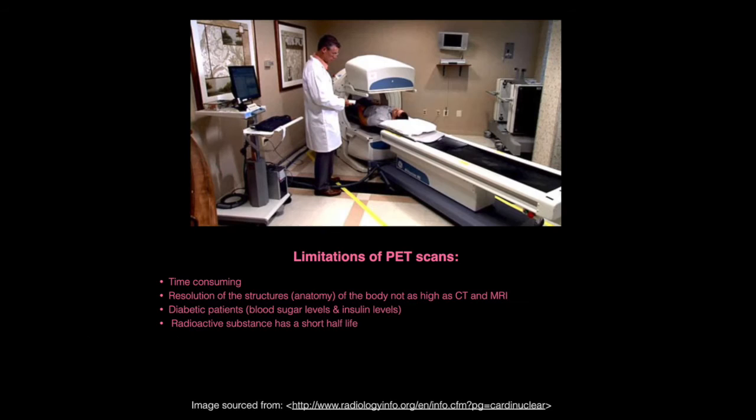There are limitations of PET scans. So these limitations include that PET scans are very time consuming, also that the test results of patients who are diabetic or patients who have eaten a few hours prior to the exam can be affected due to the changes in the blood sugar or the insulin levels. The last limitation to a PET scan is due to the radioactive substance having a short half-life. It decays quickly and is only effective for a short period of time.